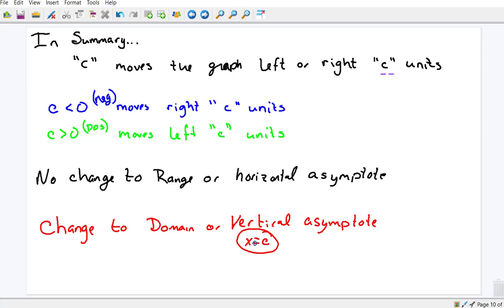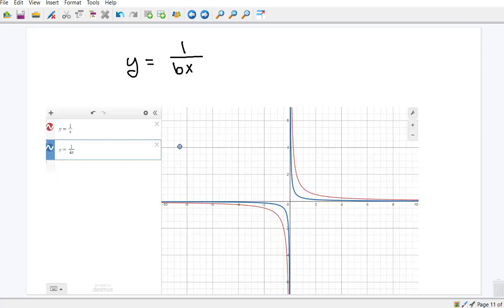And the last one, and we really haven't talked about horizontal stretches and compressions. We really focused in on vertical. But if we have a horizontal stretch or compression, you may see these a little bit more now because sometimes the fraction will be written to where it's in the denominator. They kind of behave opposite of the vertical stretches and compressions. So here's an example of y equals 1 over 4x.